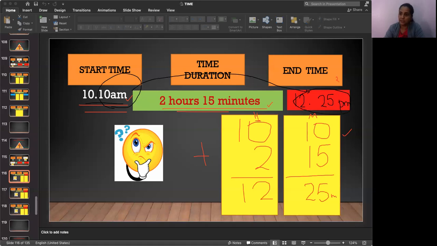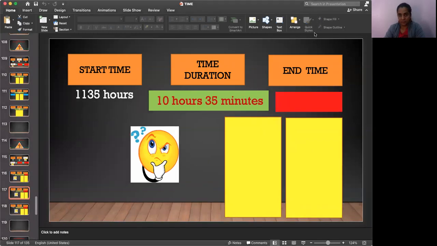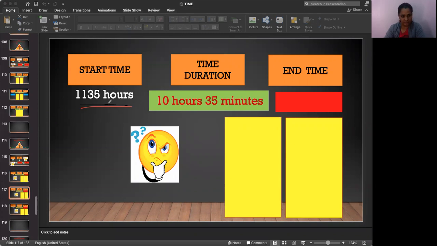Okay, let's look at another example. What if we have a question like this? Now in this question, an event started at 11:35 hours, and it took 10 hours and 35 minutes. What time did it end?